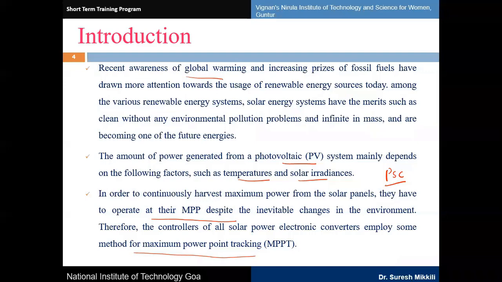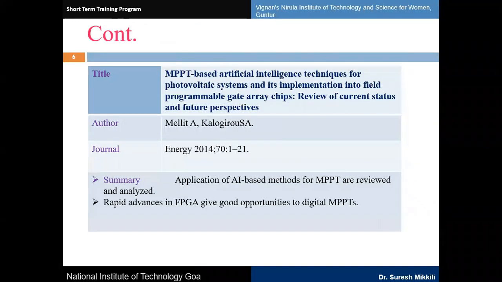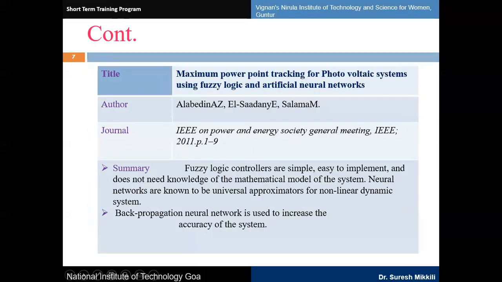To achieve that, we need to employ MPPT techniques for tracking the maximum power. If you want, you can see a review paper: a comparative study on MPPT techniques for PV systems, in IEEE Transactions. In that paper the overall comparison of MPPT techniques is classified. There is another paper on MPPT based on artificial intelligence techniques. There are several papers available; if you want, you can go through them.